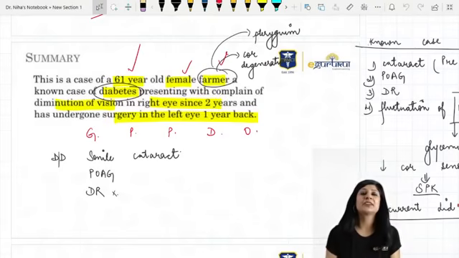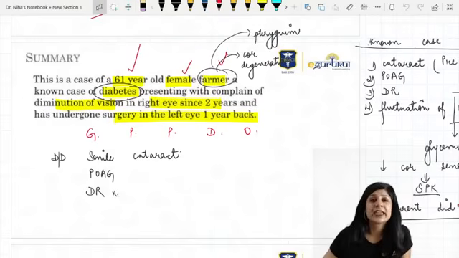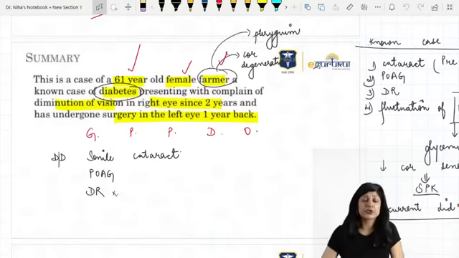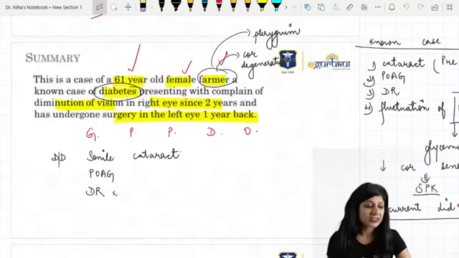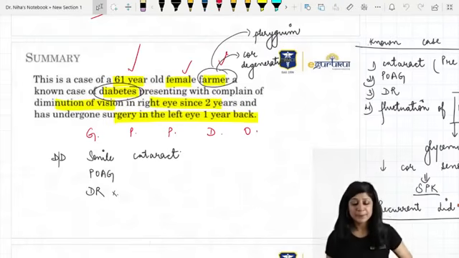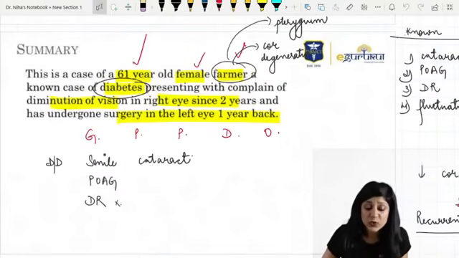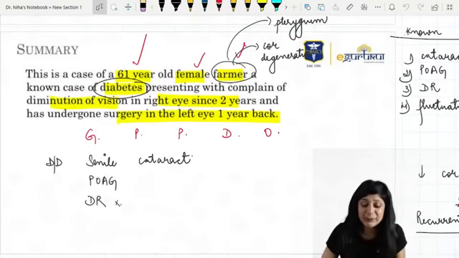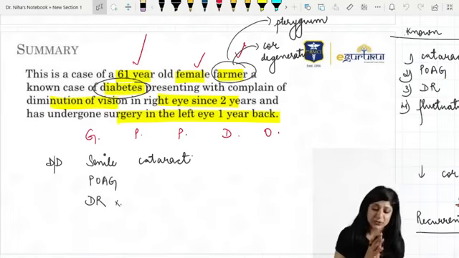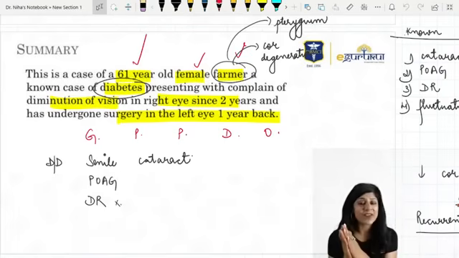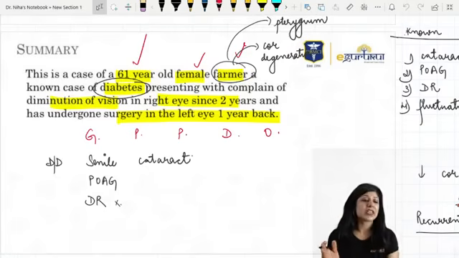So hello everyone, good evening, and today we are going to do the case presentation of the cataract. You remember we have already done the history of the case of cataract, and last time we concluded with the patient who was a 61-year-old female farmer. She was a known case of diabetes, presenting with the complaints of diminution of vision in the right eye 2 years back, and she had undergone surgery in the left eye.